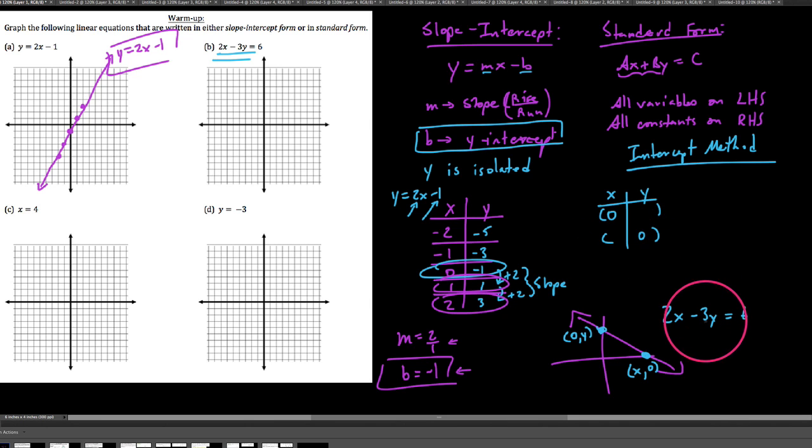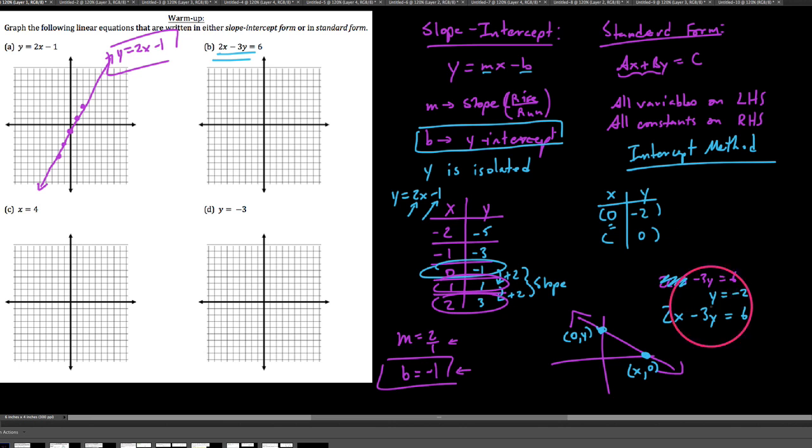And so with this equation that we have here, if we were to plug in 0 for x, we would get 2 times 0 minus 3y equals 6. You can see pretty quickly that the x term just drops out when you plug in 0 for x. And we just get left with negative 3y equals 6, which would imply that y equals negative 2 if x is equal to 0.